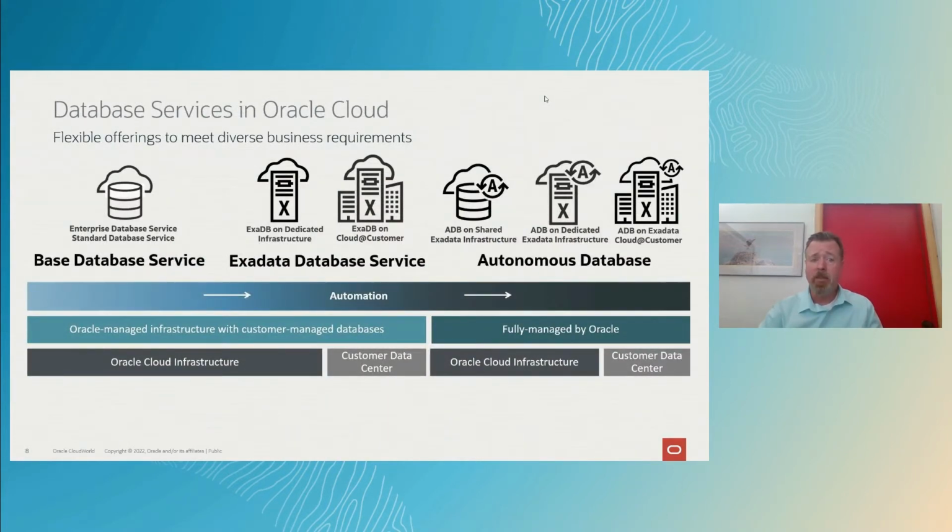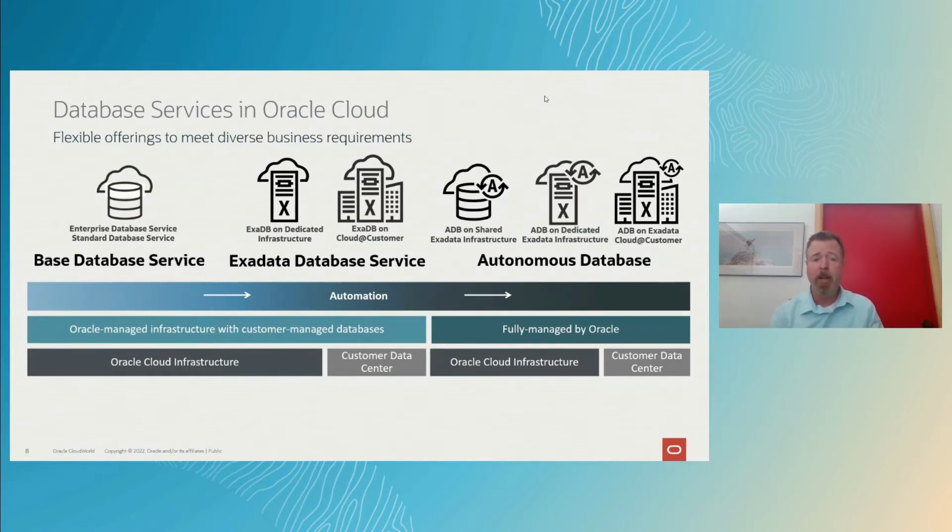We have a bunch of different database services, a variety available to you, and some provide more automation than others, right? Our base database service, you can do single instance there, or you can do RAC. As we go to Exadata Database Service, RAC is basically built into the infrastructure, and you have the choice of doing cloud at customer and running it in your own data center. The same with autonomous. So we have autonomous shared, we have autonomous dedicated, which provides even more isolation. And then we have an autonomous database that can run on your cloud at customer as well.